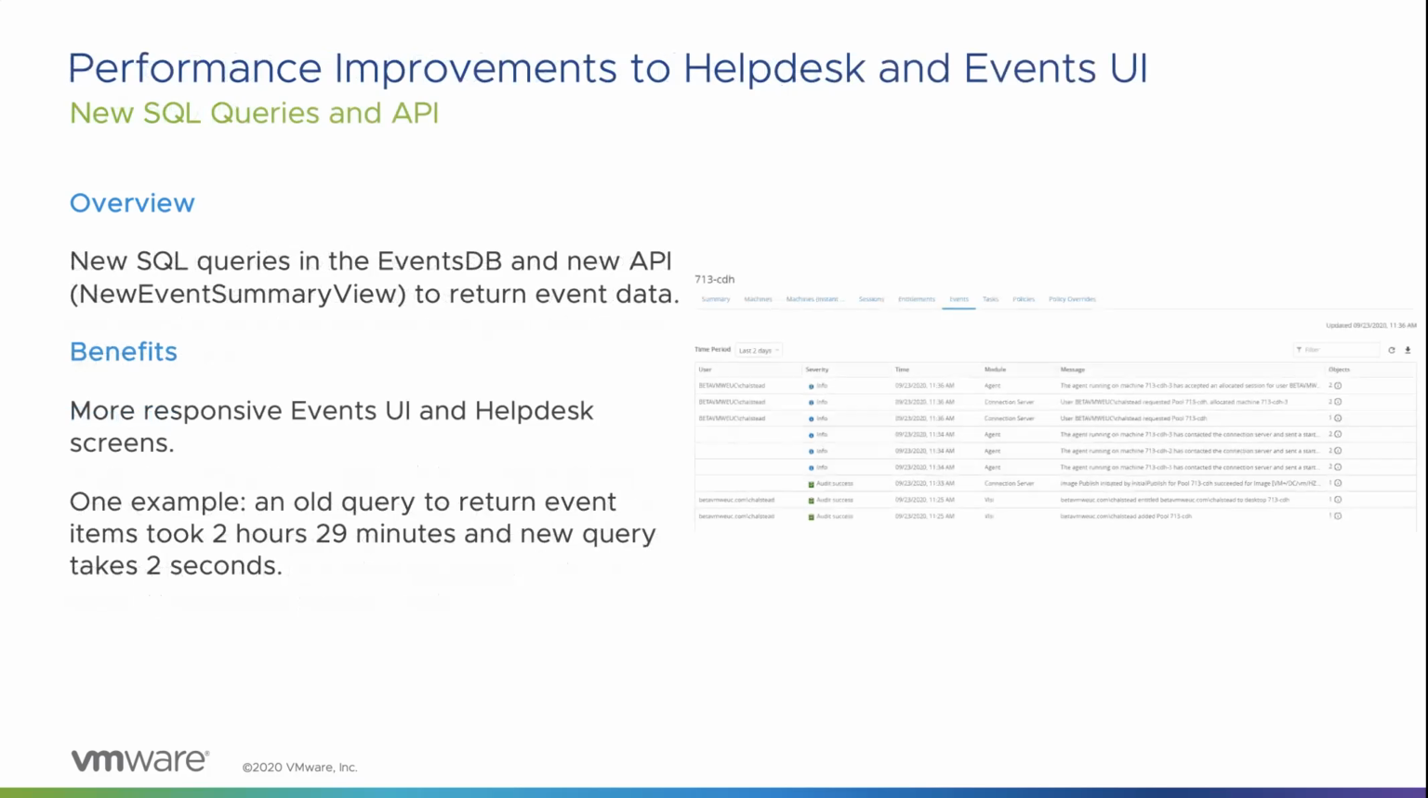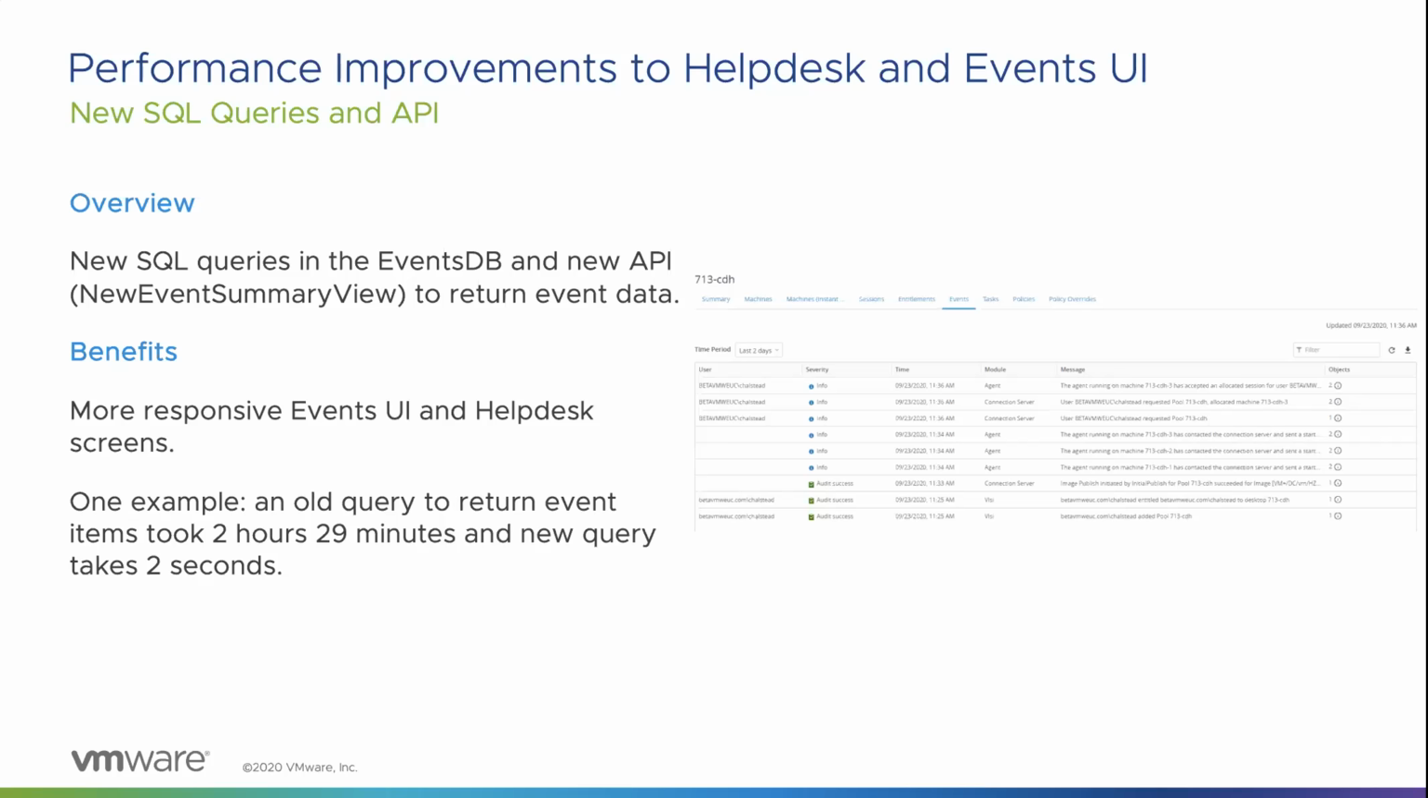So some major performance improvements to both the help desk and the events UI, and this goes back to things like the events database. And there's a new API now to basically pull data from the events database. It's called New Event Summary View, and much more responsive for both the events UI and the help desk screens. One example is, one of the queries to return events basically took 2 hours and 29 minutes to run with the old API and the old query, and with a new query, it takes 2 seconds. So much improved on both the help desk side and the events UI side.